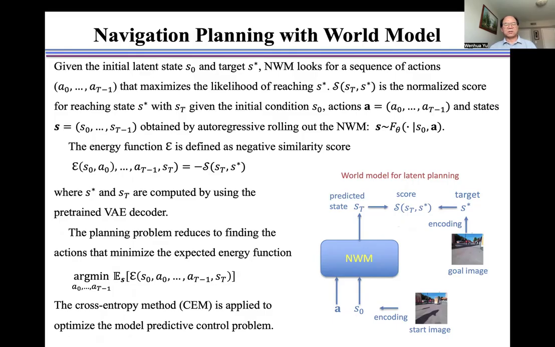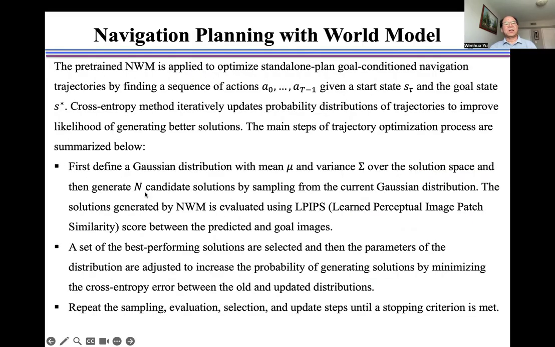The planning problem is reduced to finding the actions that minimize the expected energy function as shown here. The cross-entropy method is applied to optimize the model predictive control problem. The pre-trained navigation world model is applied to optimize and plan goal conditioned navigation trajectories by finding a sequence of actions from a0 to aT-1, given a start state s_tau and the goal state s star.